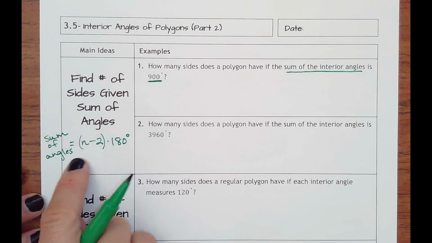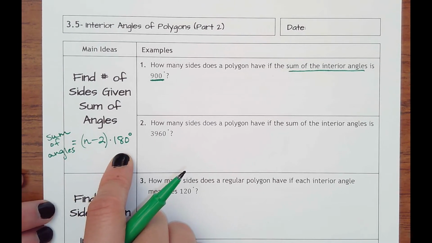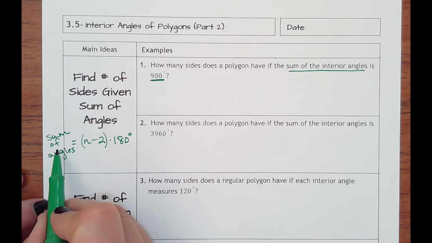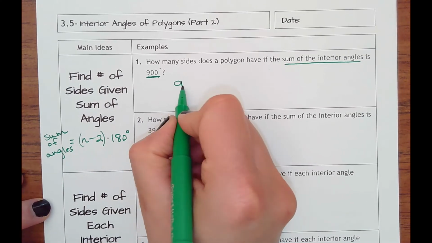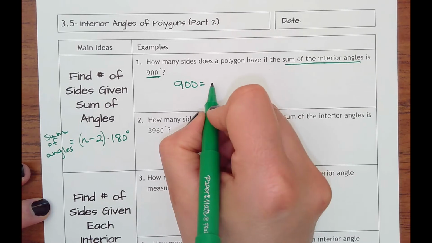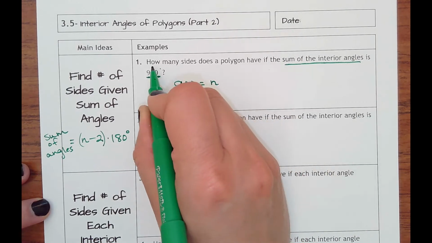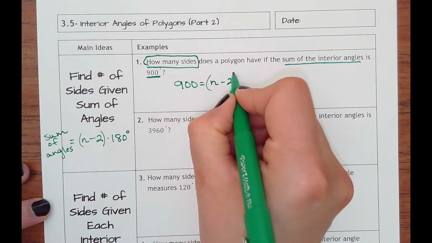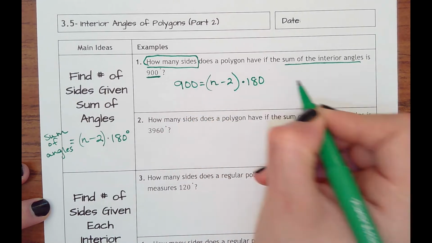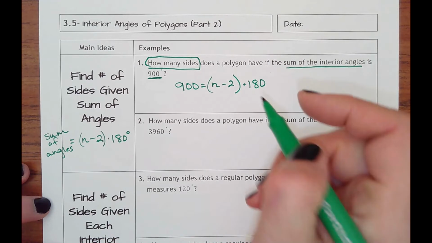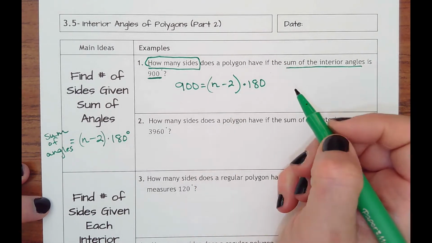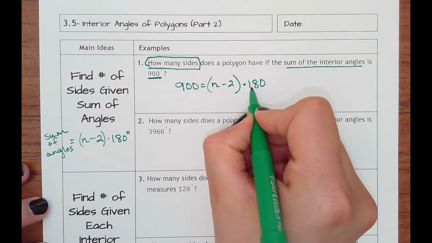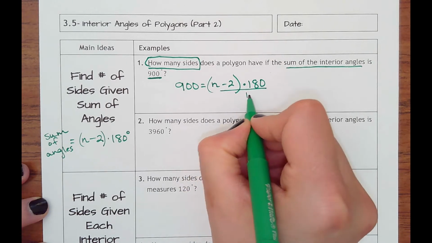So to find this, we had to do this, right? Well, this time they're giving us the sum. They're giving us 900 degrees, so that would get plugged in here. It'd be 900 equals the number of sides, we don't know it, that's what they want us to find, minus 2 times 180. And so you've got two options. You could distribute the 180 to the n and the negative 2. I find that to be more work, but you can. Or you could think, I'm going to get rid of this times 180 by dividing it away.